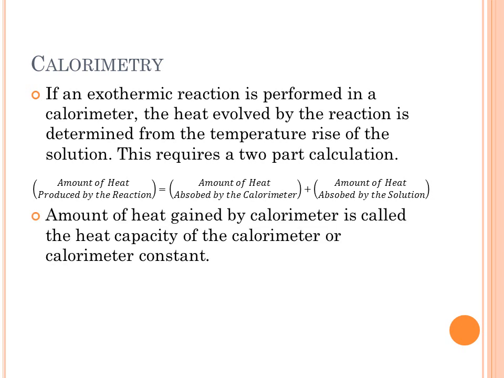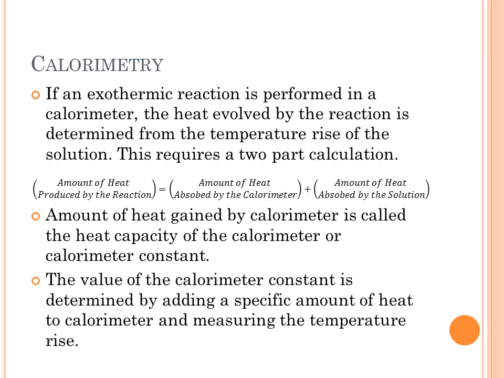Now, the amount of heat gained by the calorimeter, or in general lost and not gained by the solution, we'll call the heat capacity of the calorimeter, or the calorimeter constant. And we can certainly figure out what that is and apply that correction. The value of the calorimeter constant is found by adding a specific amount of heat to the calorimeter and then measuring the temperature rise. If we know the substance, and therefore know the specific heat and everything about the system, we can predict what the temperature change should be, and if they're different, that's going to allow us to know what the heat lost is.